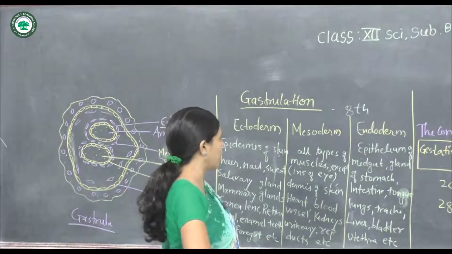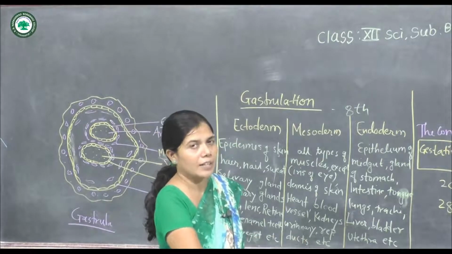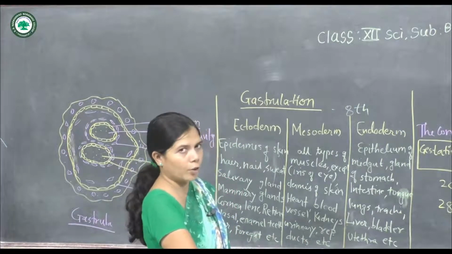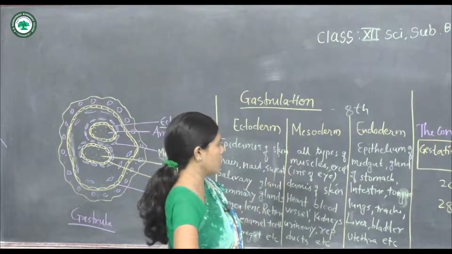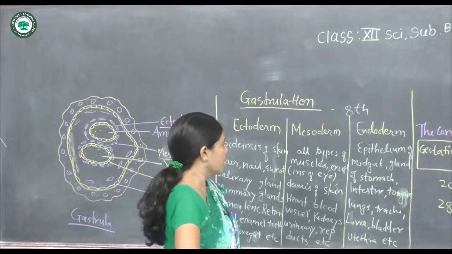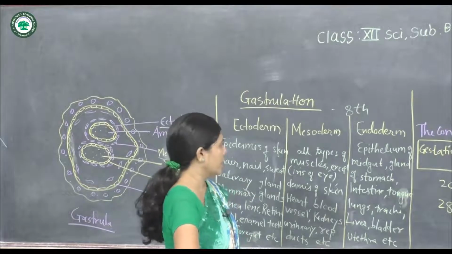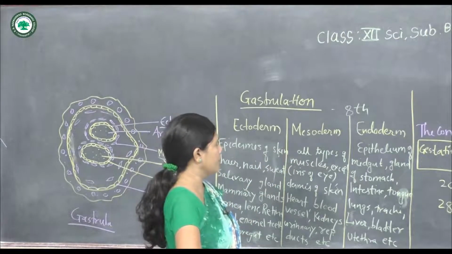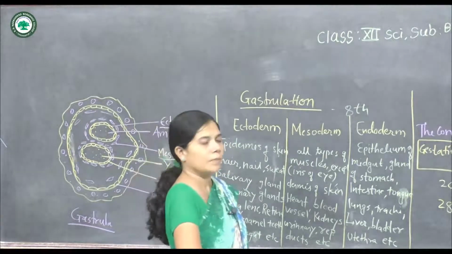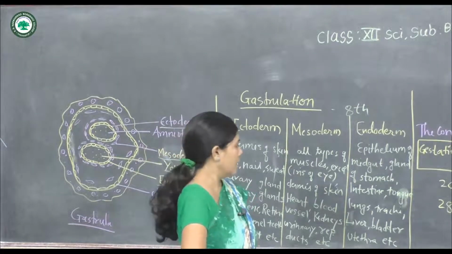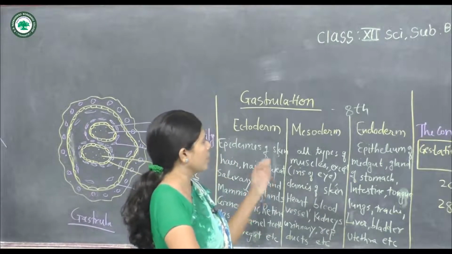From the mesoderm, all types of muscles are formed, except the iris muscle of the eye, which is developed from the ectoderm, but all remaining muscles are developed from the mesoderm. Along with the muscles, the dermis of the skin, heart, blood vessels, kidneys, urinary ducts as well as reproductive ducts are developed from the mesoderm germinal layer.